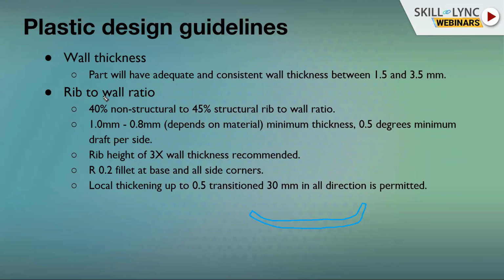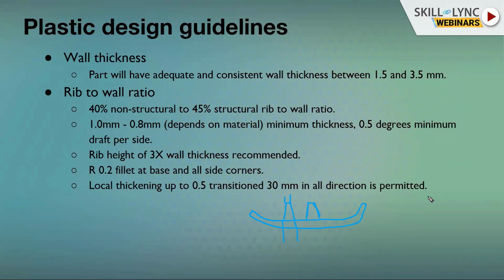And now coming to the ribs, now when I create ribs, so these are the ribs for strengthening purpose, right? Or for the stability of the part. So when I say these ribs, this thickness from this base, it has to be 40% of the wall thickness. And then this height should be 1 millimeter to 0.8 millimeters. And then this part here.